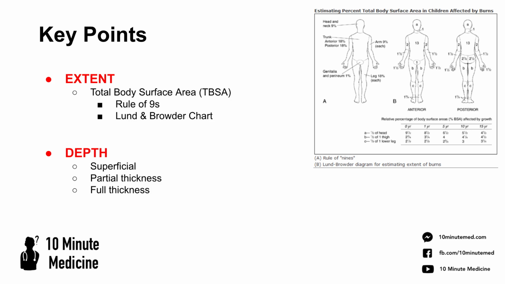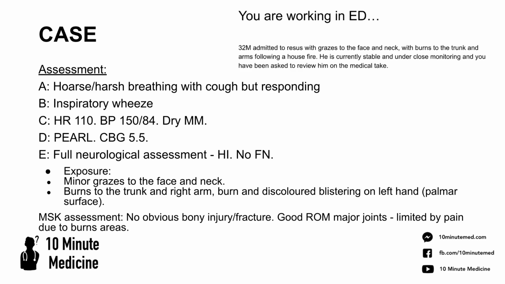And then on the right, you've got a bit more detail, the Lund and Browder chart. Now that chart's really good because it actually takes into account the patient's age. So if this is for children, it shows you slightly different numbers to what an adult would be, but that's easily found. And then for depth, it's really looking at are they superficial, partial, or full thickness burns, as that will affect prognosis and treatment plans.